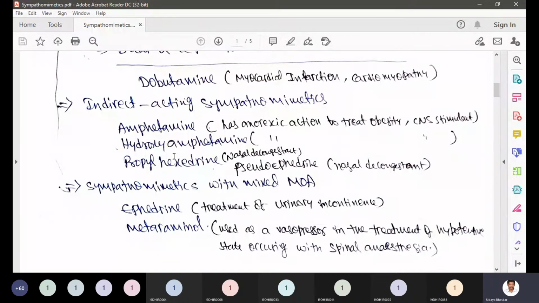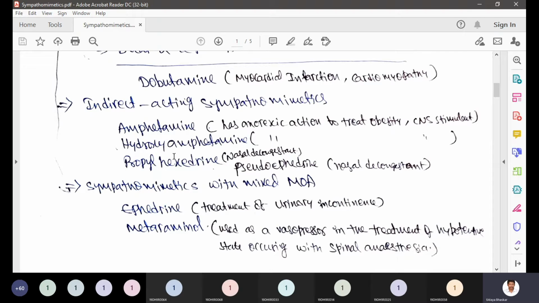Pseudoephedrine, nasal congestants. Propylhexedrine and pseudoephedrine are nasal decongestants. You can check the contents of the tablets that are being used for nasal decongestion, cold. The tablets used for the cold may be having any of these things, and cough syrups also. Check their labels for these drugs.